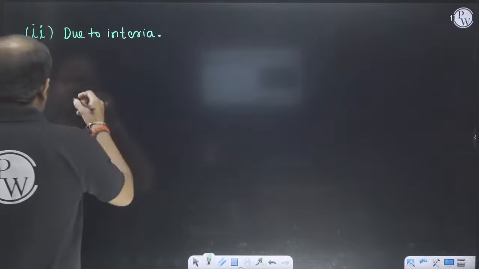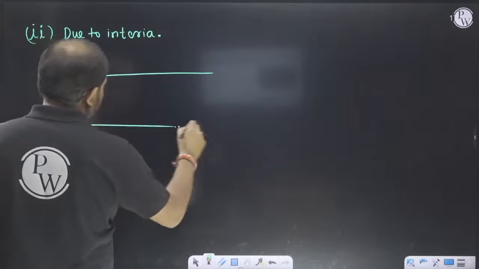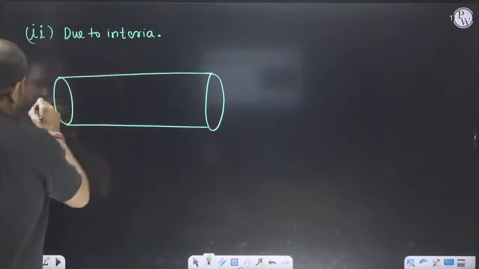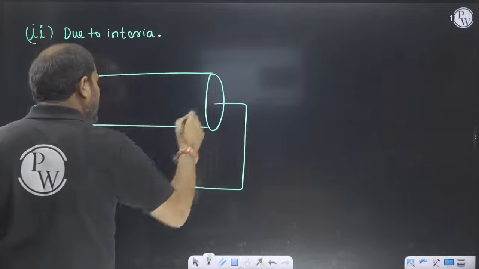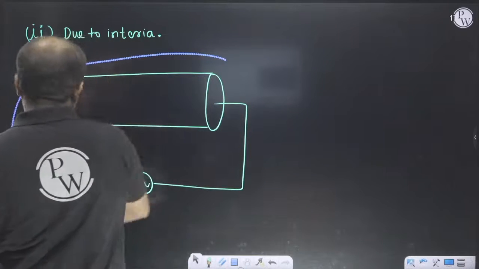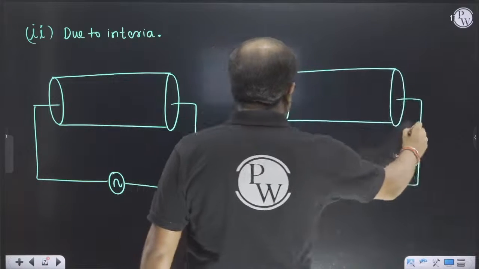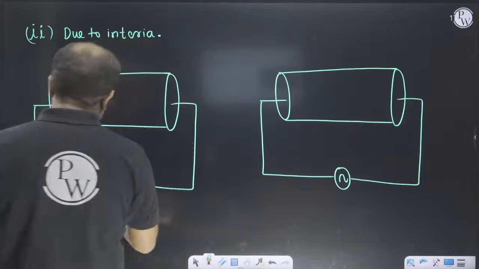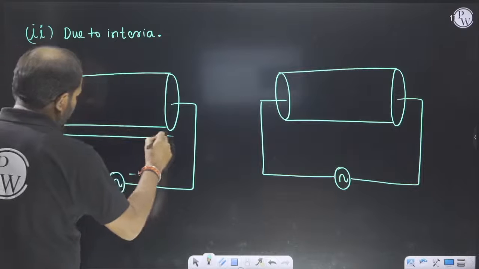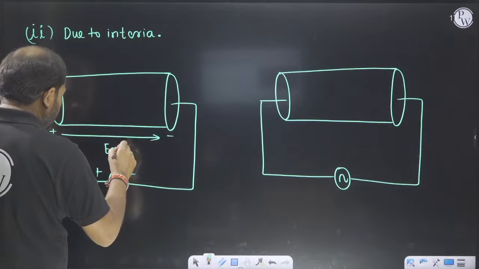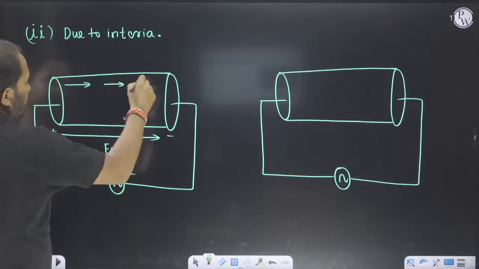So due to inertia, what will happen? This is our dielectric, and this is the source we are applying. If I apply positive voltage, here plus, here minus, the electric field will be like this. So the external electric field will be like this, and our dipoles will be oriented like this.